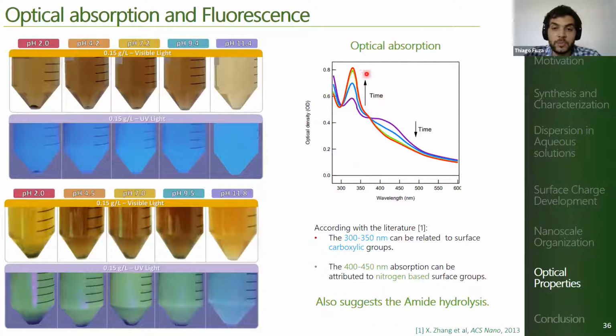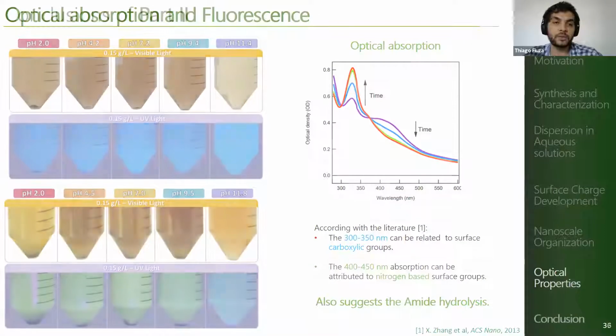This is related to carboxylic groups, as we've seen in the literature, and this to nitrogen groups, all again indicating the amide hydrolysis. We yet have to probe quantitatively the effect on the fluorescence. As we can see here, we observe a blue shift in the sample CD7, from green to blue.